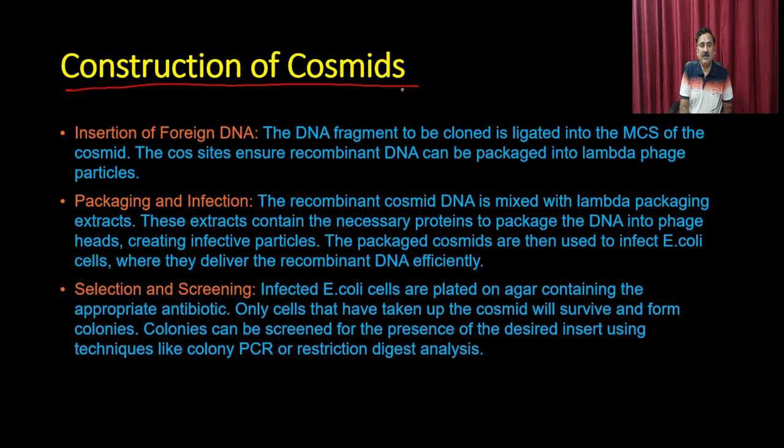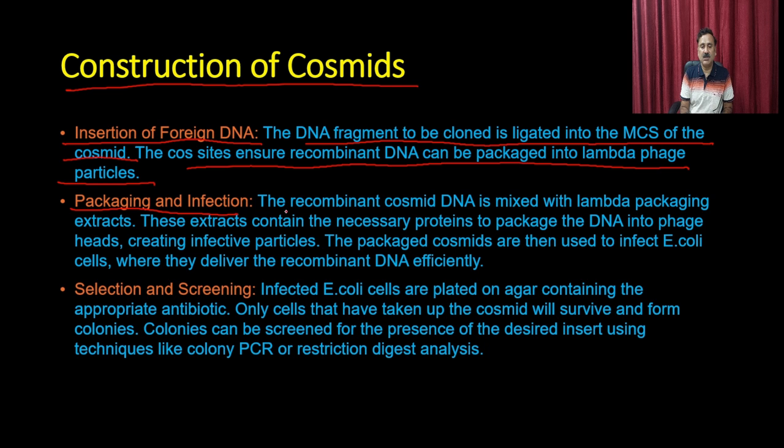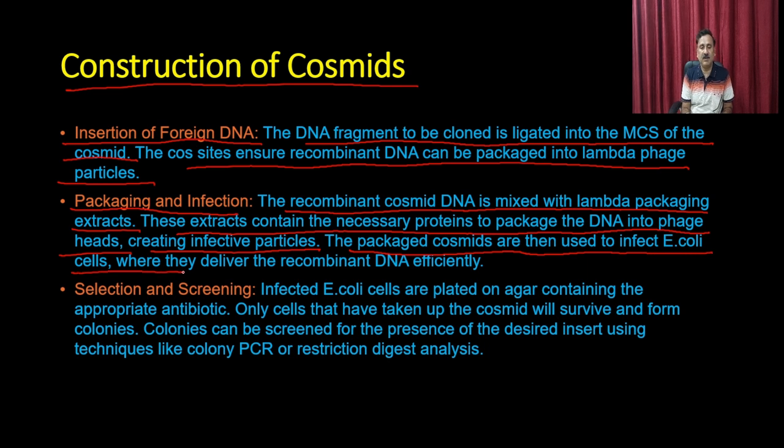Construction of the cosmids. Insertion of the foreign DNA: the DNA fragment to be cloned is ligated into the MCS of the cosmid. The cos site ensures the recombinant DNA can be packed into the lambda phage particles. Packaging and infection: the recombinant cosmid DNA is mixed with the lambda packaging extract. This extract contains the necessary proteins to package the DNA into the phage head, creating the infective particles. The packaged cosmids are then used to infect the E. coli cells, where they deliver the recombinant DNA efficiently.